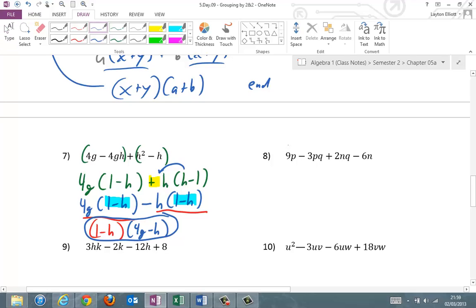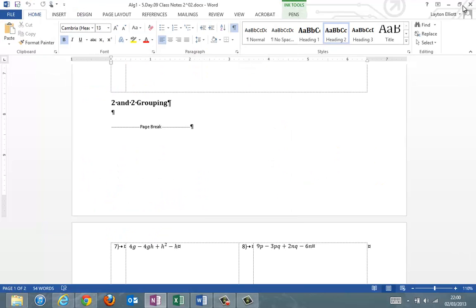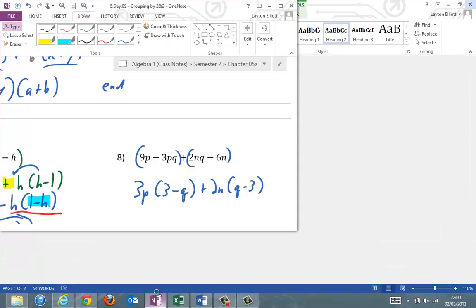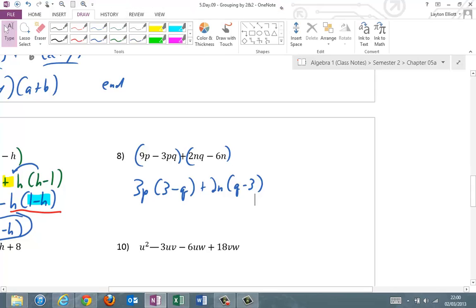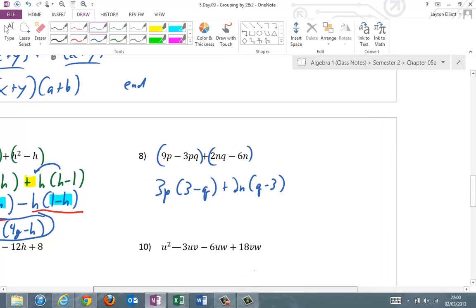If I look at number 8, my first 2 and my last 2 also share stuff in common. The first 2 have a 3p in common. If I pull that out, I'm leaving behind a 3, not a 3p, a 3 minus q. The second 2, if I pull out a 2n, I'm leaving behind a q minus 3. So it's the same thing. We have to make the plus sign become a minus sign.